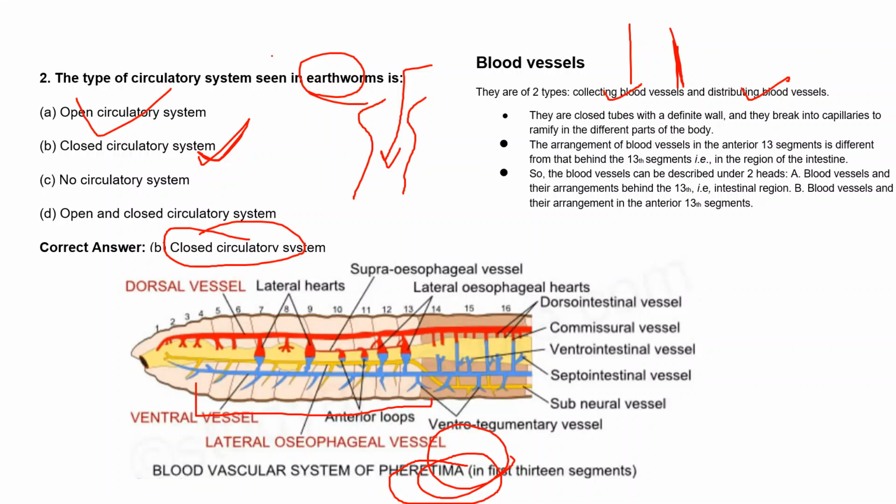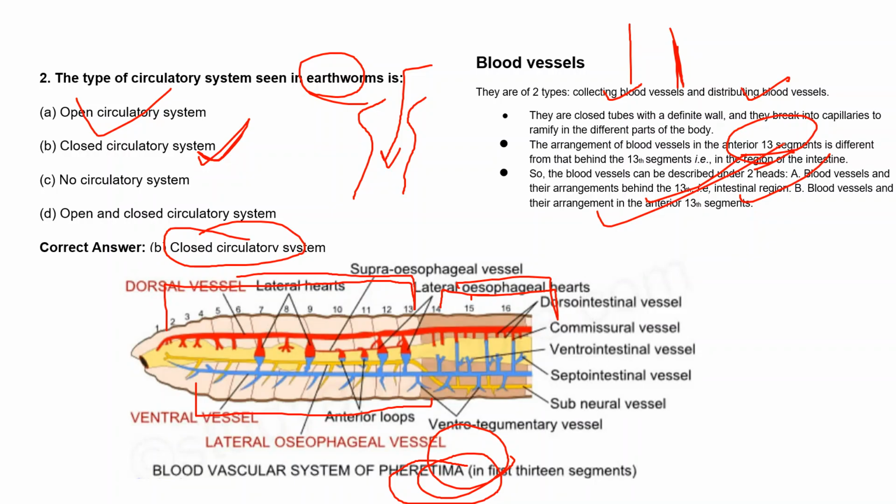One of the interesting features of the earthworm is the arrangement of the blood vessels in the anterior 13 segments. In the first 13 segments, the arrangement of the blood vessels is different from behind the 13 segments. The segments behind we call the region of the intestine. So the blood vessels can be described under two heads: their arrangement behind the 13th segment, that is the intestinal region, and their arrangement in the anterior 13 segments. So both are different.